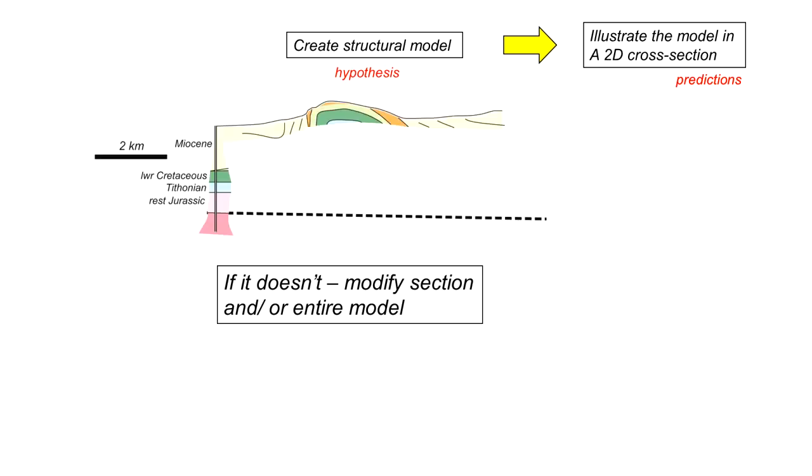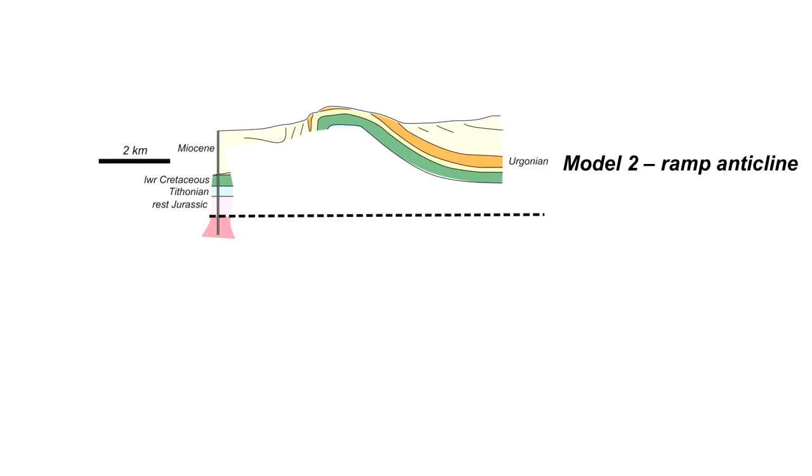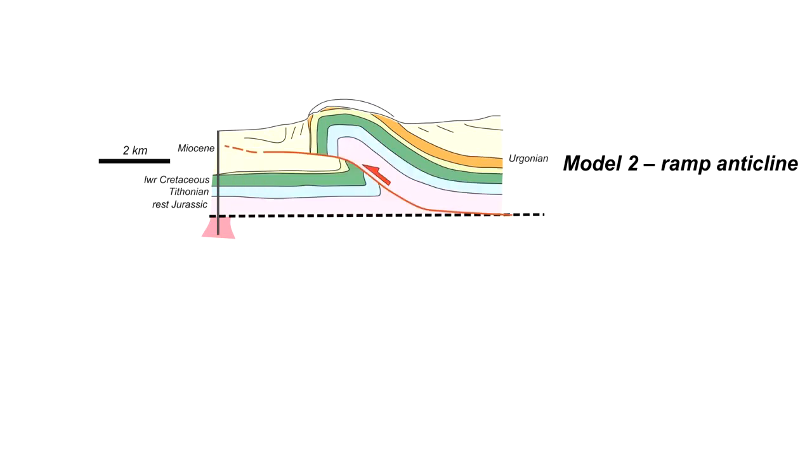So let's apply a different structural model. And the one we're going to use is the idea that this fold structure is a ramp anticline. So again, let's build our cross-section. This part will be the same as the section we've used already. All the actions occurring in the forelimb of our fold. So let's draw it on.